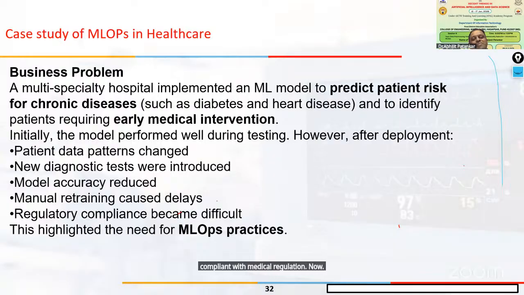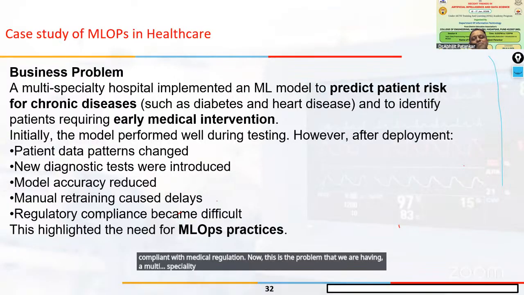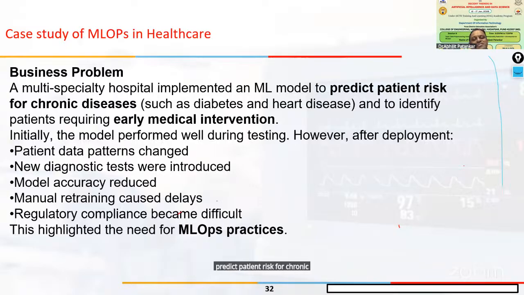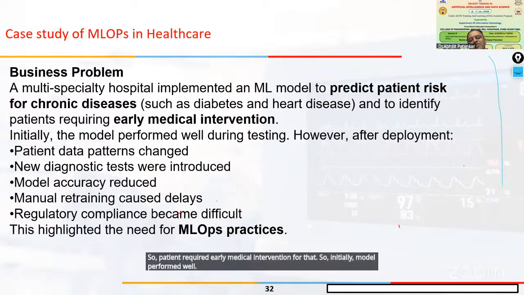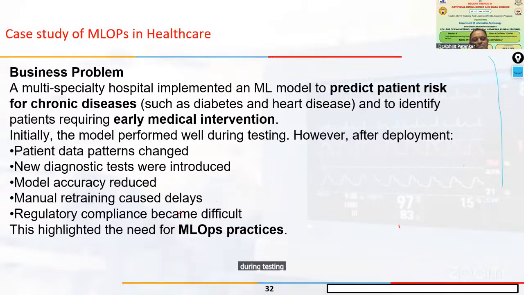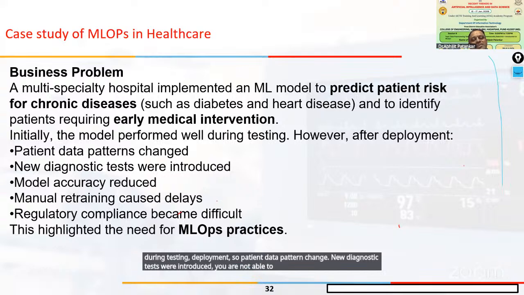Now this is the problem that we are having: a multi-specialty hospital implemented an ML model to predict patient risk for chronic diseases such as diabetes and heart disease. So patients required early medical intervention for that. Initially the model performed well during testing and deployment. Then patient data patterns changed and new diagnostic tests were introduced. You are not able to understand the new diagnostic tests and how they apply.